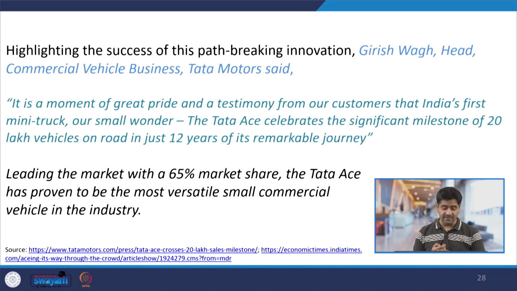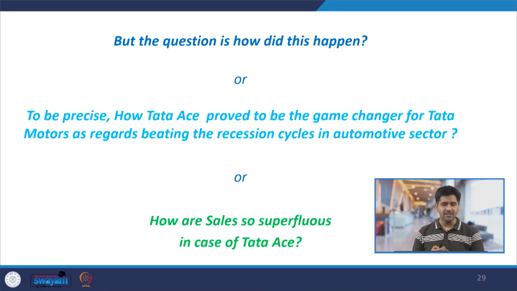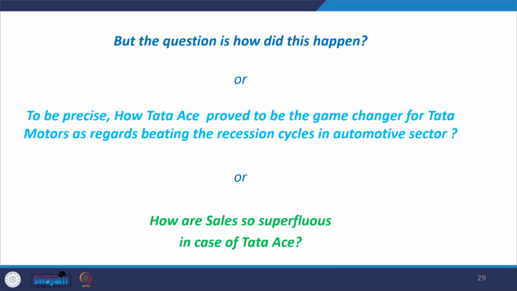Leading the market with a 65% share, the Tata Ace has proven to be the most versatile commercial vehicle in the industry." But the question is, how did this happen? Or to put it in a different way, how has Tata Ace proved to be the game changer for Tata Motors in beating the recession cycles in the automotive sector? Or the bigger question that we need to answer with respect to the specific course that we are doing is, how are sales so superfluous in the case of Tata Ace?